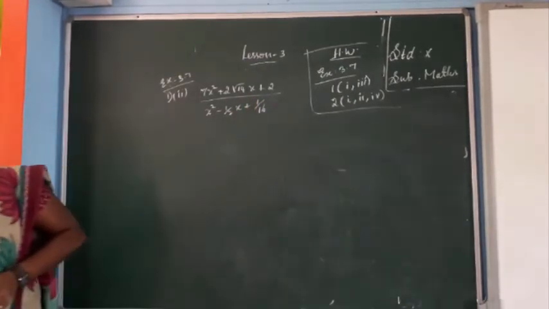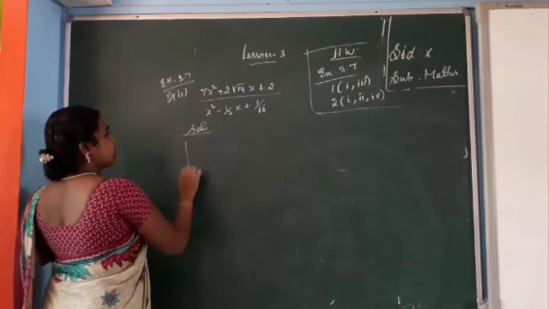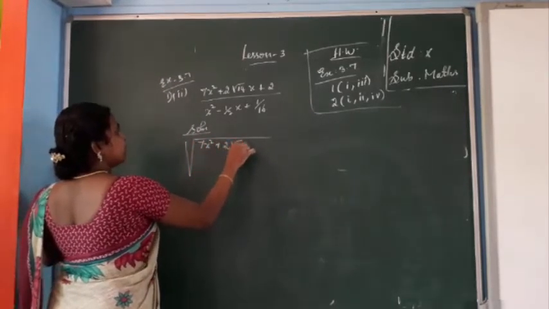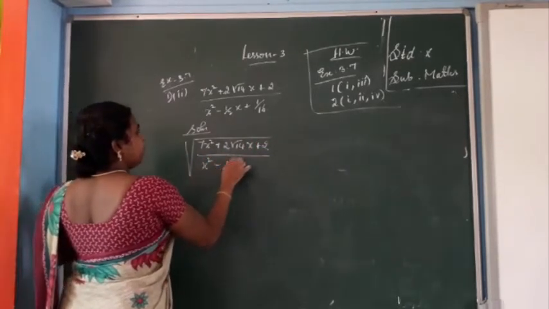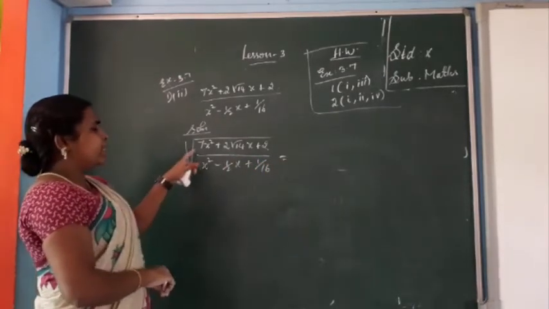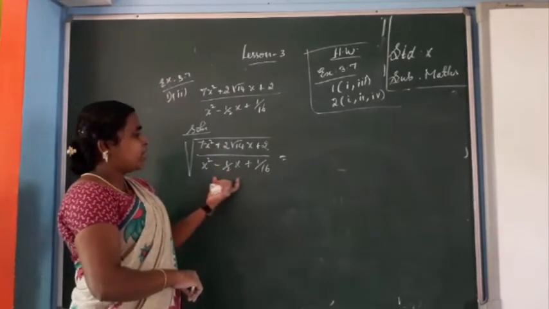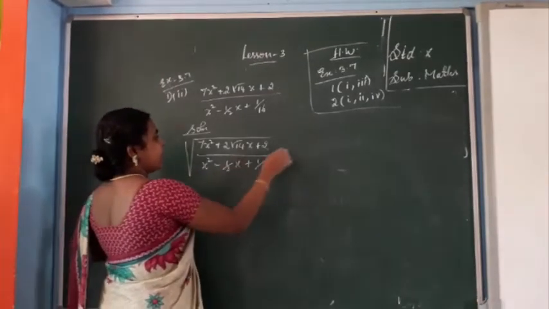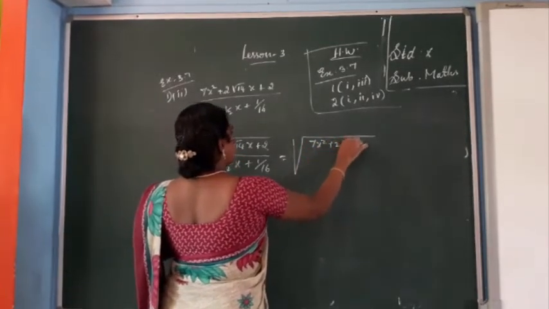Okay. Some different calculation, that's why I selected it. So now you see, you have to write the question in square root. This is the square root of 7x square plus 2 root 14x plus 2, divided by x square minus 1 by 2x plus 1 by 16, equal to. Okay. Now see the numerator. Numerator is in quadratic form. In the denominator, fractional numbers are there, right? So you convert it first. You have to take the LCM of that term. So first, the numerator, no change: 7x square plus 2 root 14x plus 2.